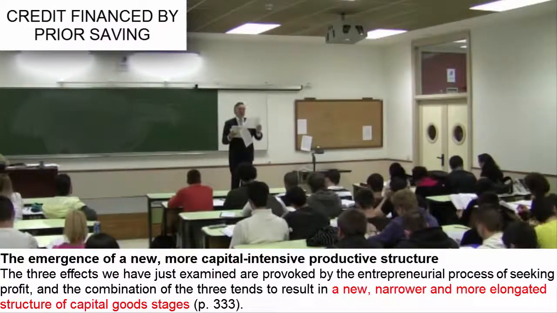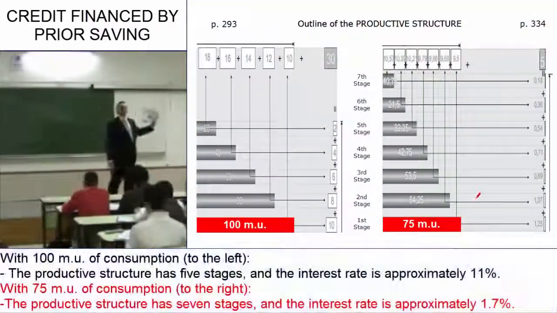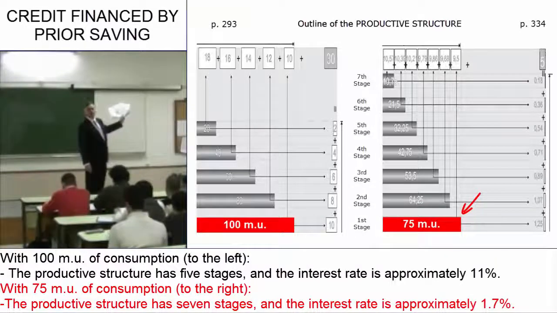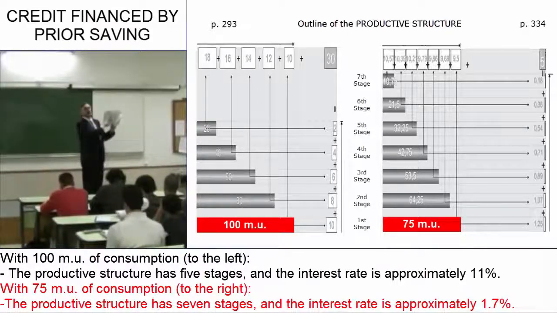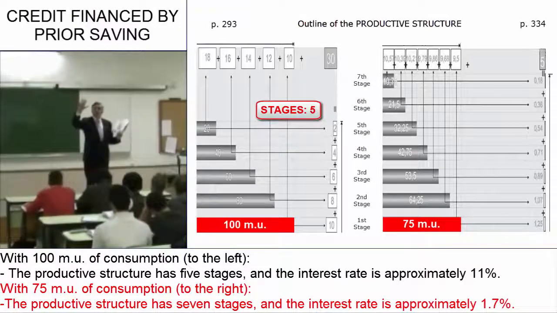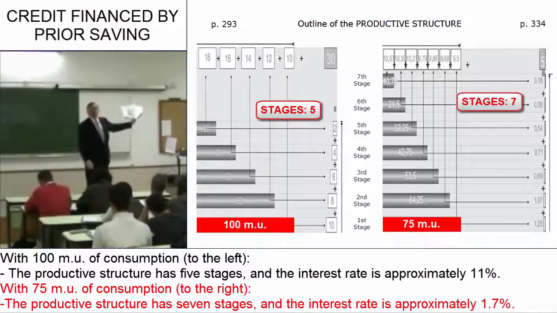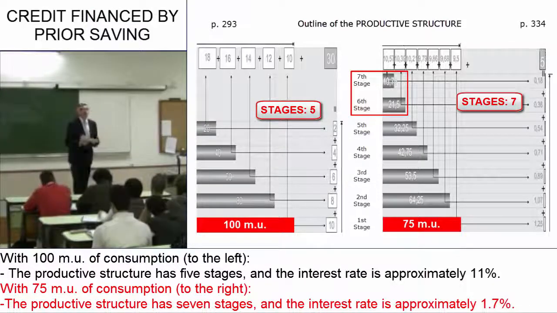Look at the productive structure. What do we read in the last stage? What do consumer sales amount to? 75 units, because saving has increased. And how many stages are there? In the original productive structure there were 5 stages. Now there are 7, because 2 new stages have emerged at the lower interest rate.